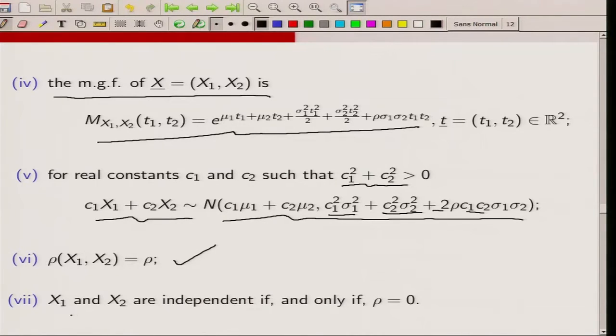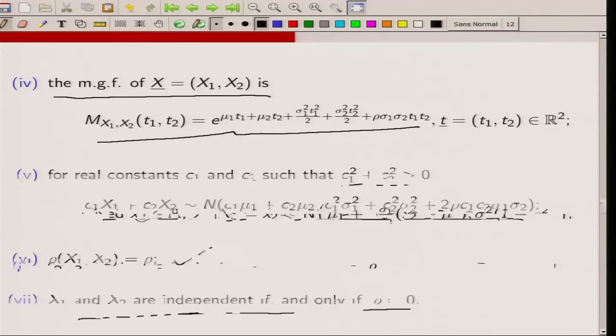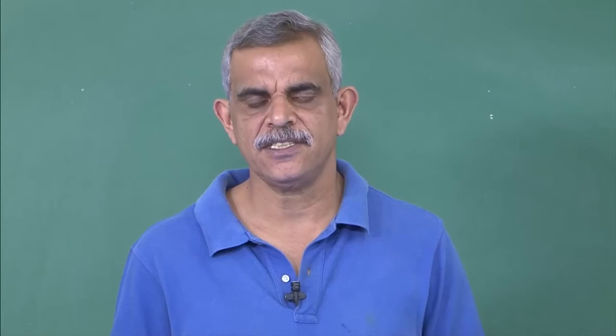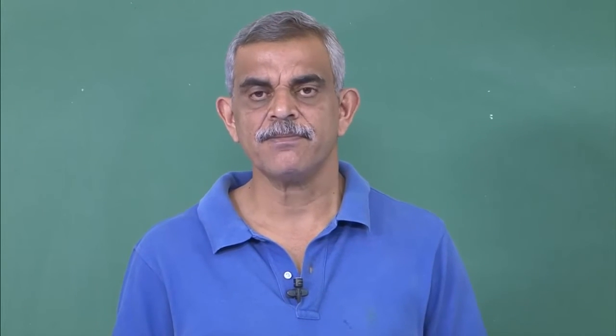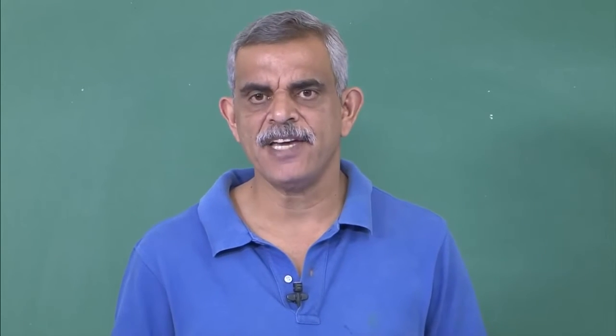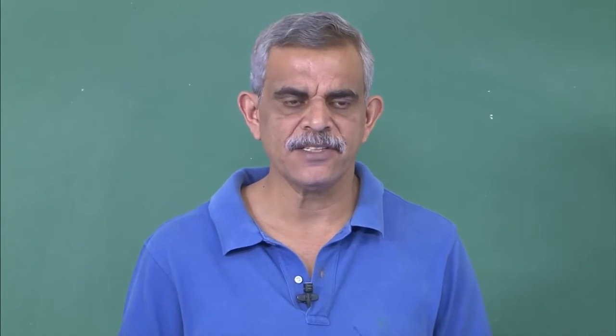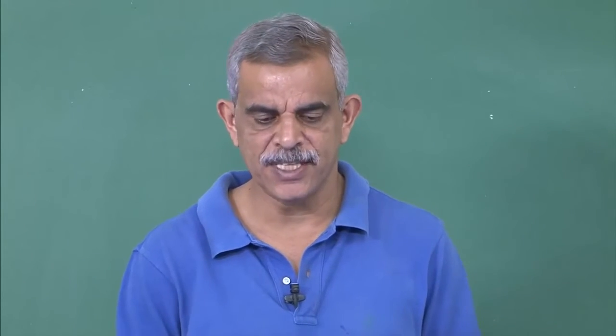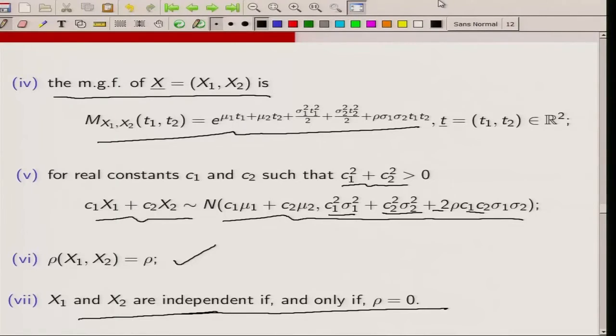One very important property of the normal distribution is that X1 and X2 are independent if and only if rho is 0. We know that if X1 and X2 are independent, then correlation is 0. But correlation 0 may not imply that X1 and X2 are independent. But that happens for the bivariate normal case. In the bivariate normal distribution, if the correlation is 0, then X1 and X2 have to be independent. This is one distinct property of the normal distribution.